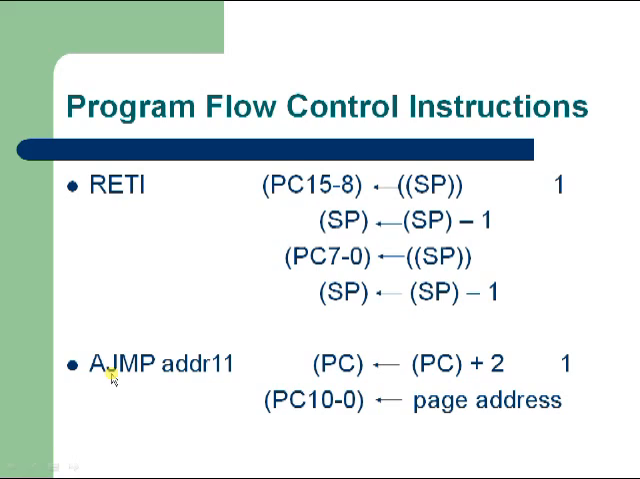Now AJMP is an absolute unconditional jump instruction, and it transfers the control to the specified address. It is an 11-bit address, therefore PC plus 2 gets copied into PC, and that particular address will be copied into bits 0 to 10 of the program counter. Why? Because it specifies only an 11-bit address.